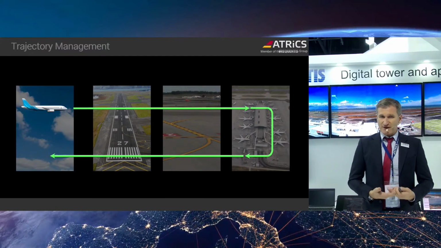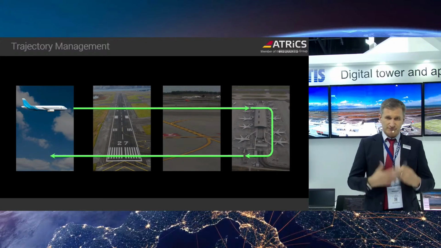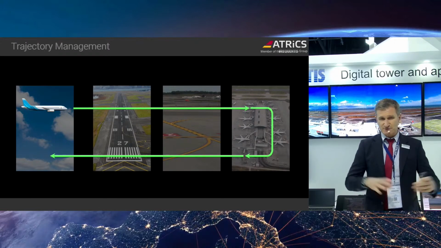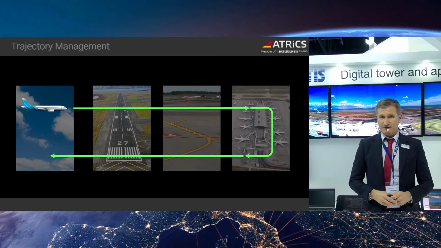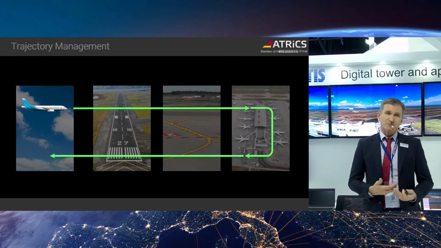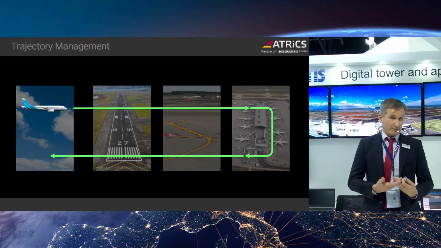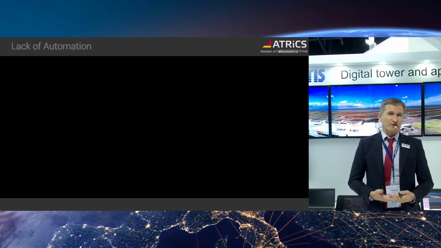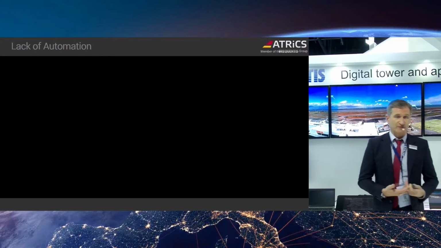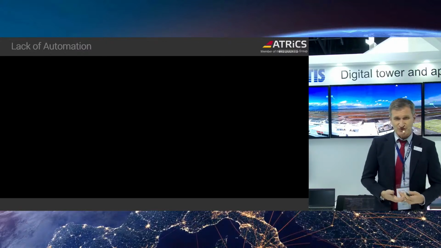Today this is a very manual process, meaning that we have a lot of talking and pressing buttons, moving things around, having multiple systems to interact with. Each of these resources is managed by its own system. And when the trajectory management is not done very well, we have a lot of effects. These are due to the lack of automation, because the support for the human controller is rather limited.